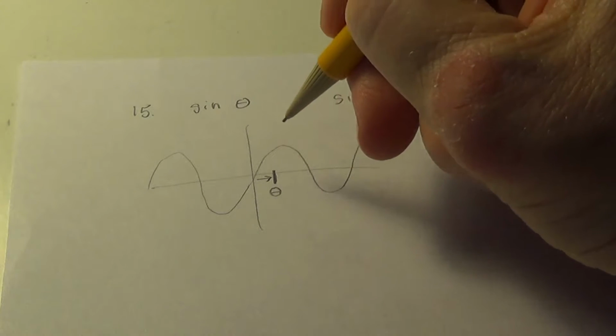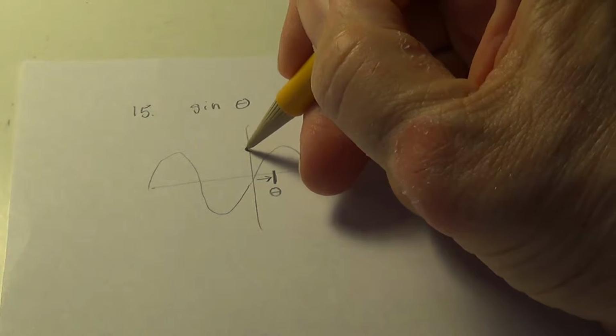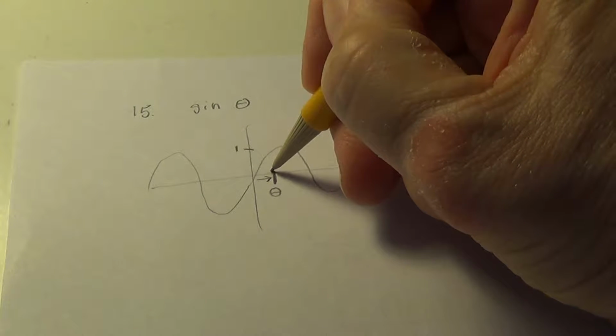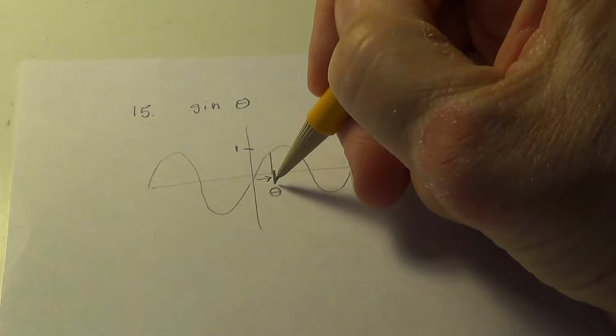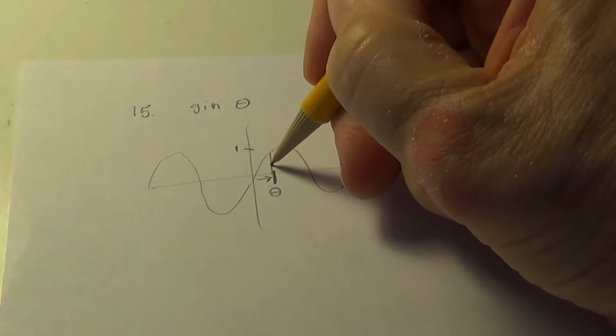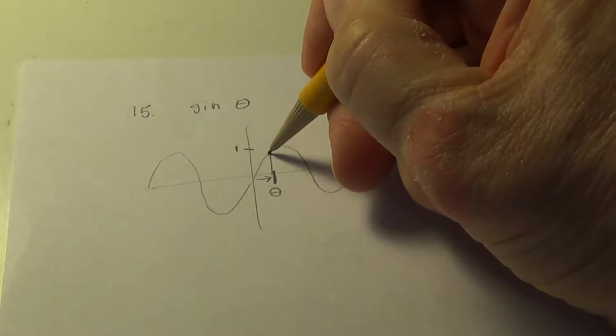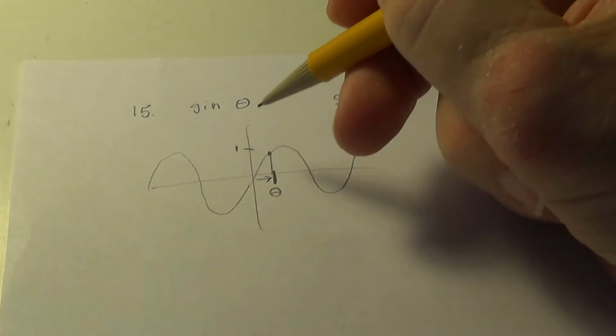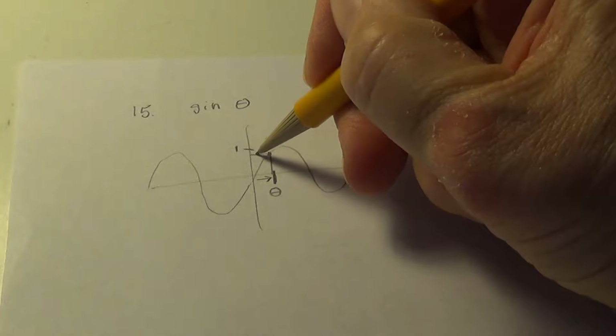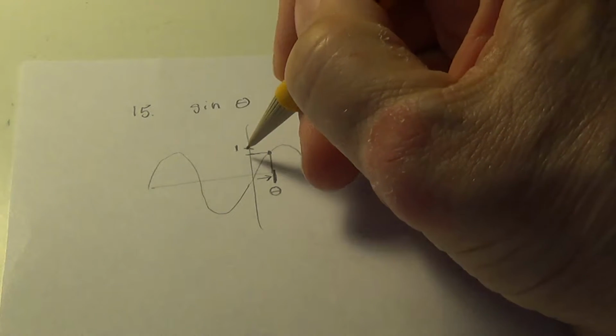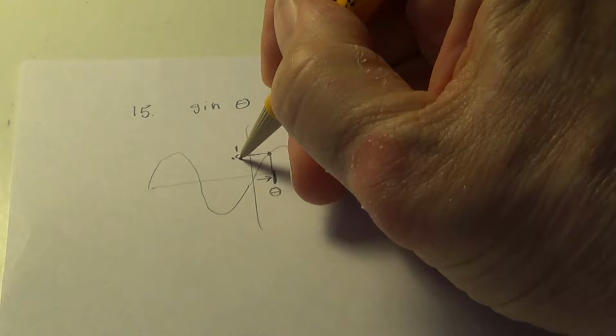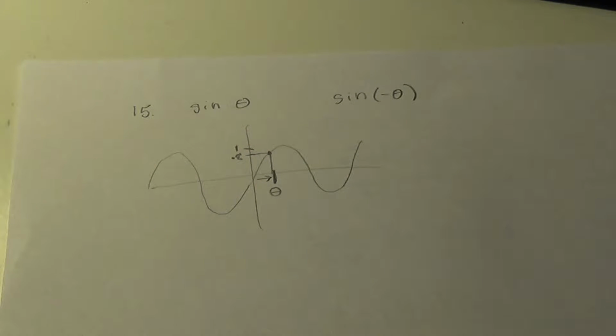Since this is a sine curve, we know the peak is 1. You take the value of the angle on the x-axis, go up or down and reach the line, and then read its value on the y-axis. So I don't know what that is. Say it's 0.8. It's not quite 1. Alright, so sine of theta is 0.8.